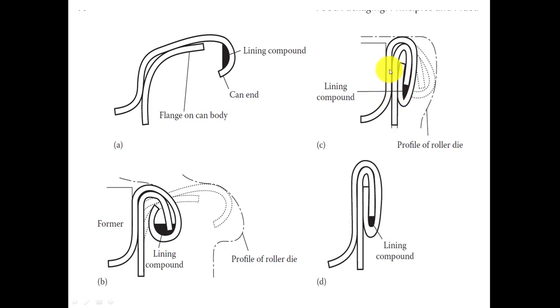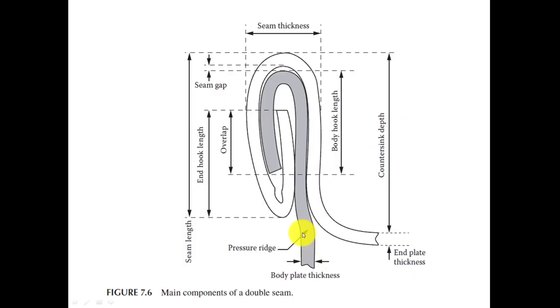Now you can see this is the joint, and here it is, and finally your compound will be trapped like this at the final stage. And to say, we will bring the two parts together, and then with the help of the die we will turn it, curl it, and we'll finally make a seam like this.